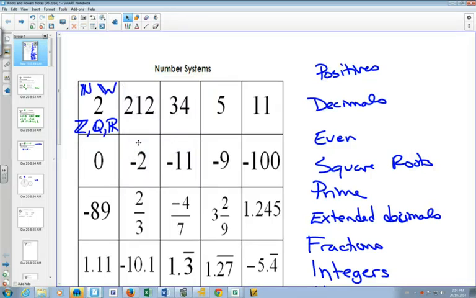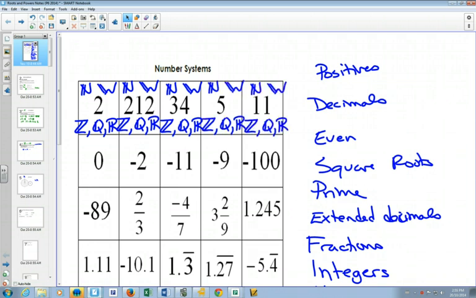$212. That would be all of those again. 34. Is it a natural number? Yes, so it would be all of those again. So I'll give you guys a little bit of a head start and fill the whole page in. All right, let's finish them up.